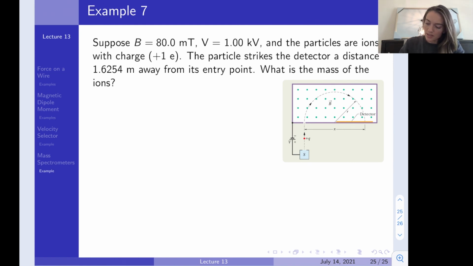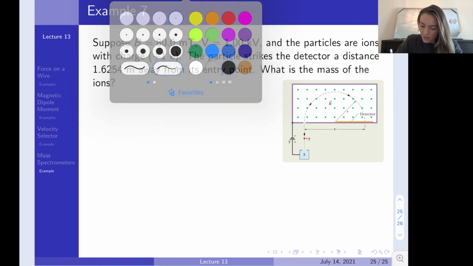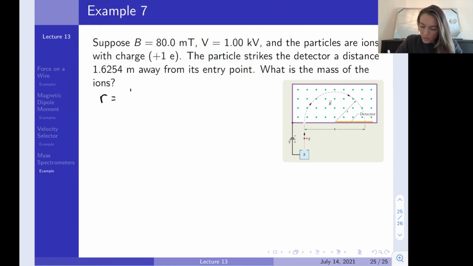The first thing to note is that it says the particle strikes the detector a distance of 1.6254 meters away from the entry point. So that means this entire thing is 1.6254 meters, and the radius of our circle will be 1/2 that. So let's find the radius of our circle first. The radius will just be 1.6254 divided by 2. Okay, so that's our radius.